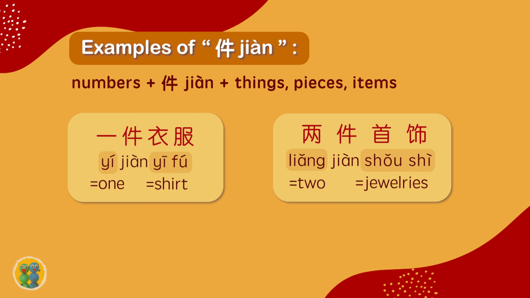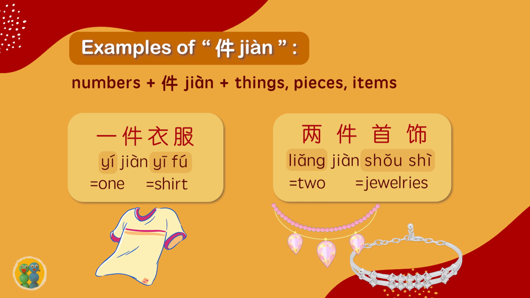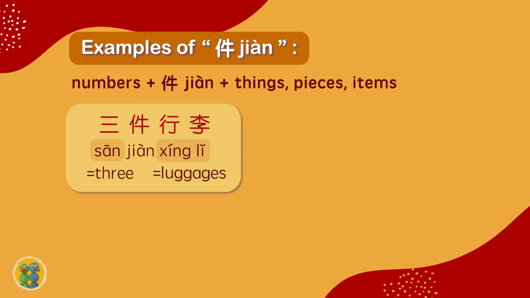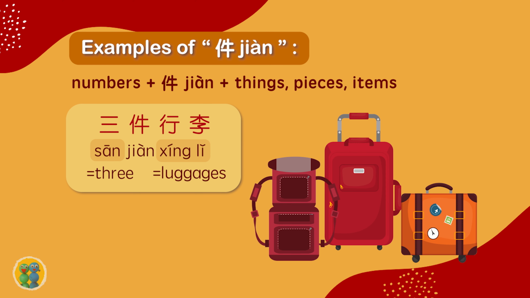Examples of 件. 一件衣服. 一 means one. 衣服 means shirt. 两件首饰. 两 means two. 首饰 means jewelries. 三件行李. 三 means three. 行李 means luggages.